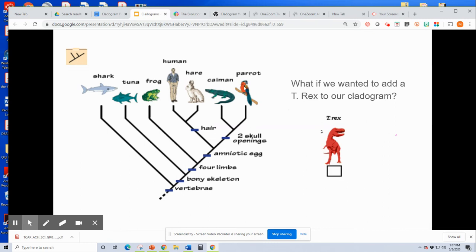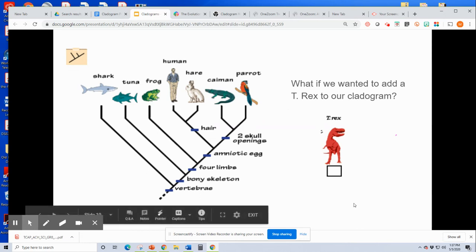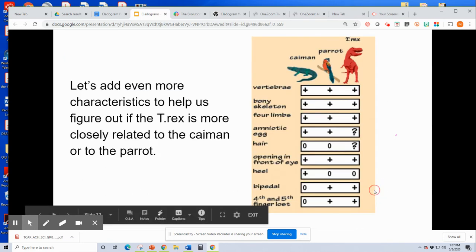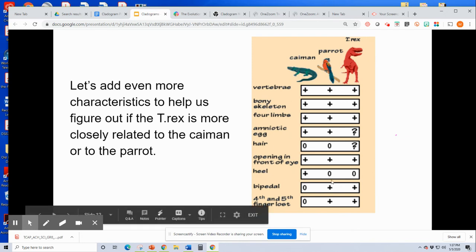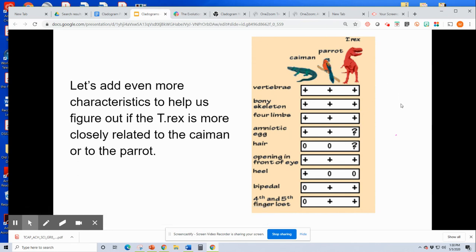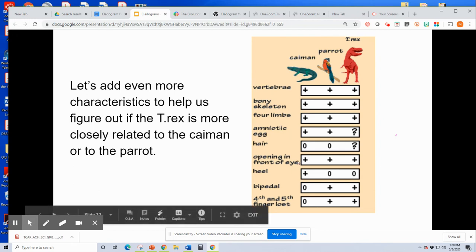I don't know if he's more closely related to the parrot or the caiman, but he's got to end up somewhere in that spot. So let's add some more characteristics. Since I know he's got to end up somewhere up in there, here's our characteristics, but let's add some more in because I want to see, hey, is he more closely related to the parrot or the caiman? So let's look at some other inherited traits, okay?